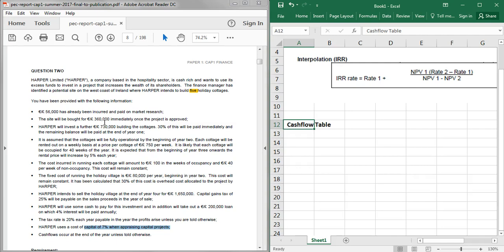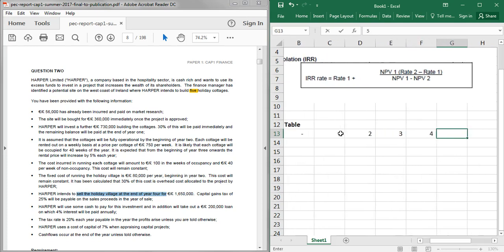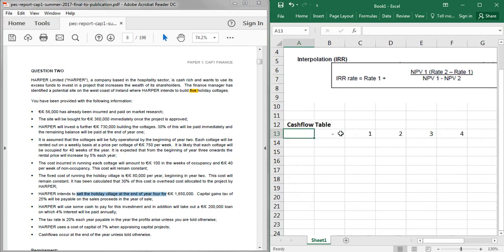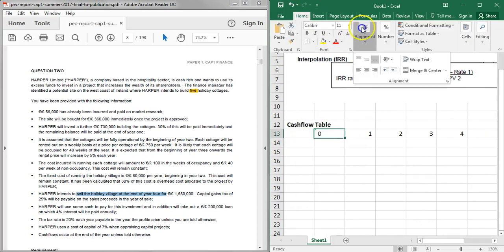In this question, we're told, just so we'll get the number of years is always the starting point, we're told it's a 4-year life. So I've assumed you've read through the project, but we see here, they're going to sell the holiday village at the end of year 4. So you're going to have 5 columns. Year 0, year 1, year 2, year 3, and year 4. So 5 columns, 4 and year 0. Alright, so that's the first starting point, is to put it in like that.